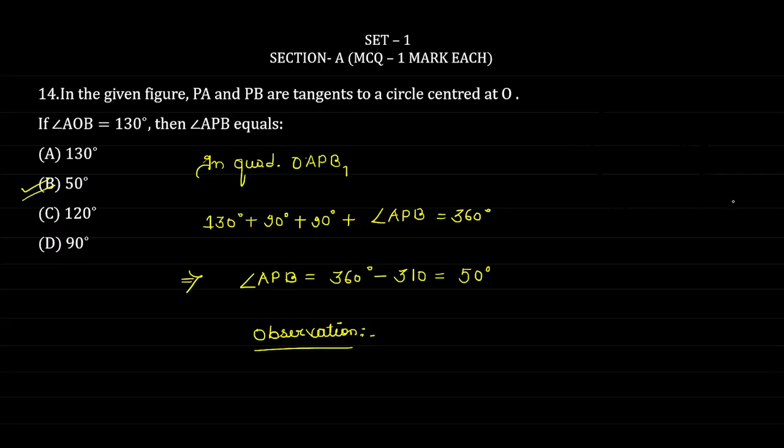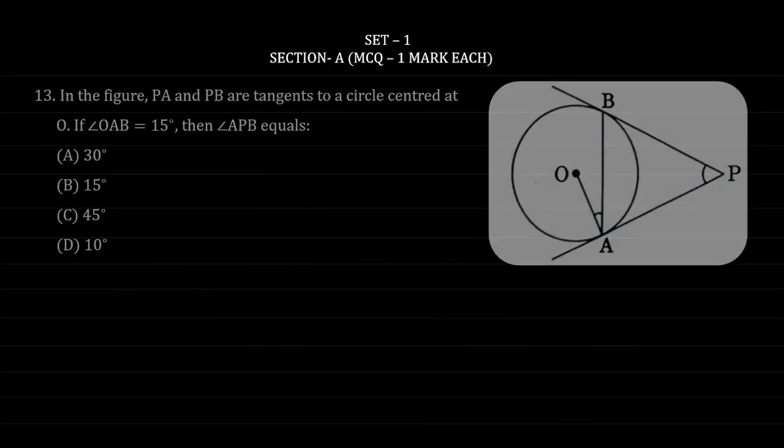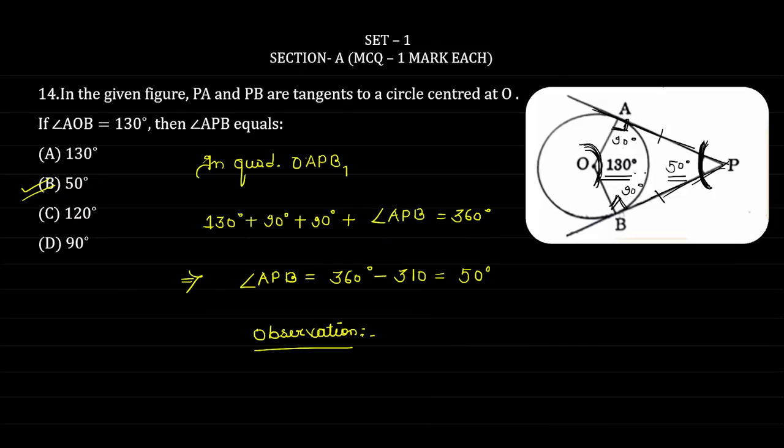Let's go back to the last question. You can observe the same thing here. This angle we found was 150 degrees and the answer was 30 degrees. See here, 150 plus 30 is again 180 degrees. Correct? So here also these two are supplementary. The same thing is happening here also. I hope this is clear. So that was an observation.